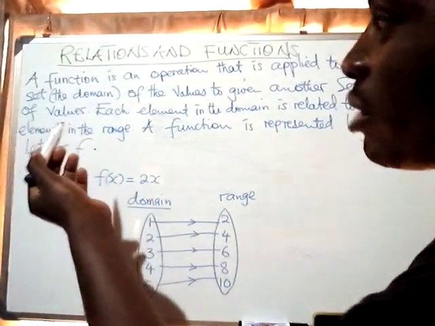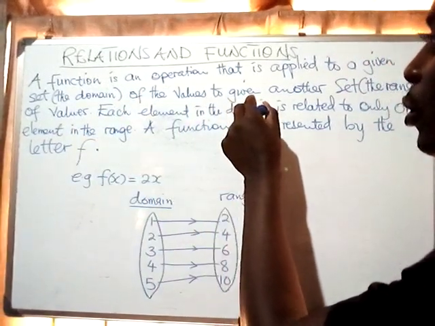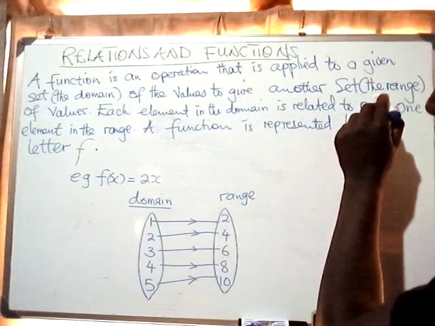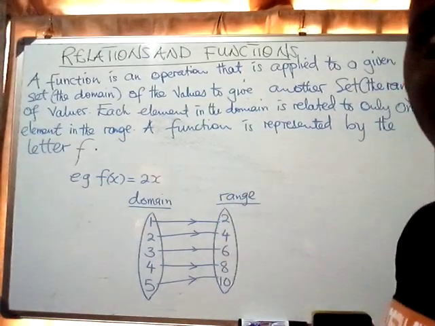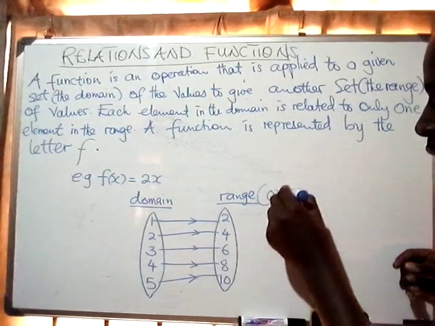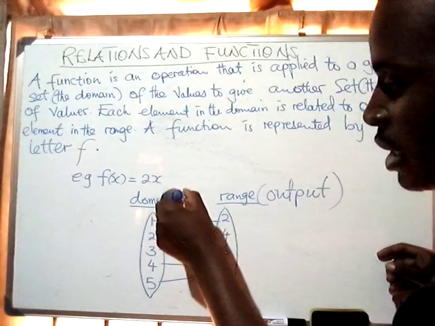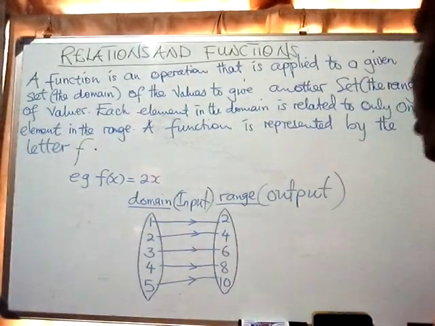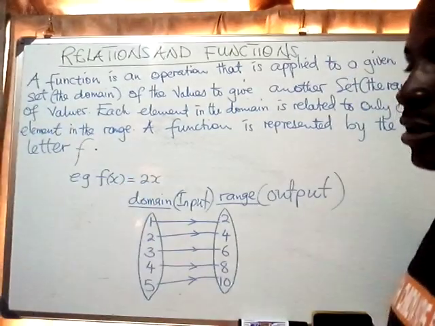A function is applied to a given set, known as the domain, of values to give another set. The other set which will come out is known as the range. In other words, the range is also known as the output, and the domain is the input, to give out another set of values.